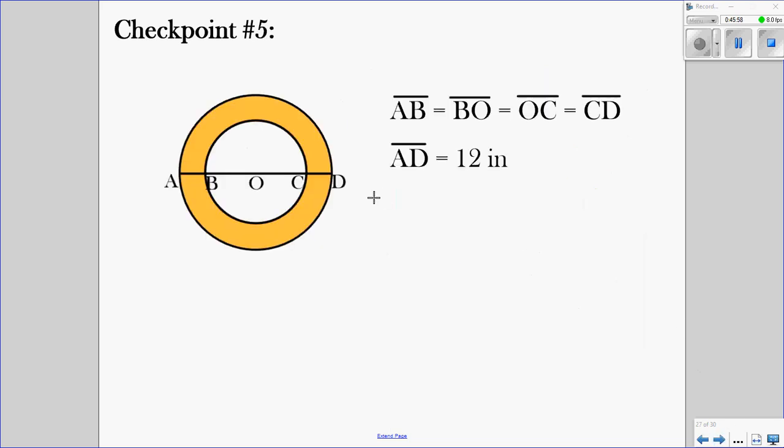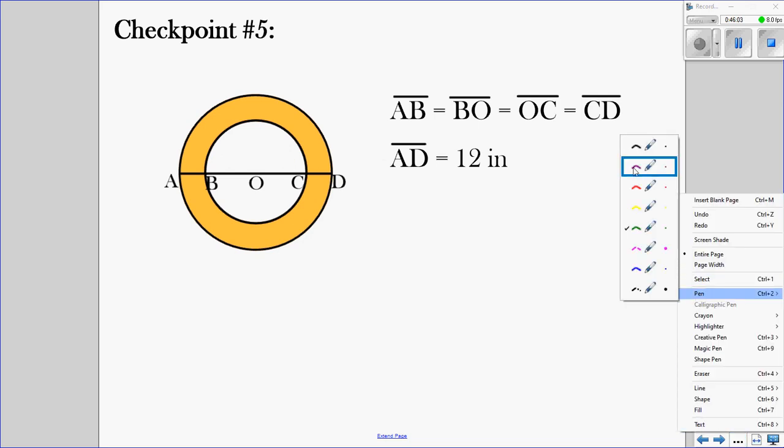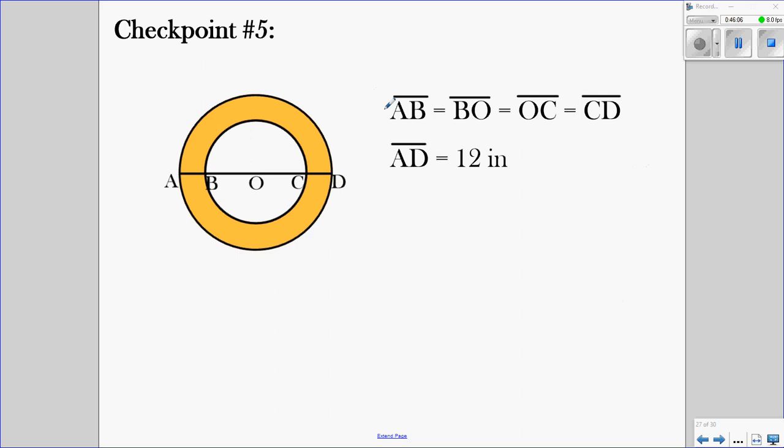Great. Next one. This is a little bit involved, but we can do it. So they're saying AB equals BO, OC, and CD, and AD, their whole diameter, is 12. So you've got 4 little pieces. They're all the same. 12 divided by 3 gives you 4. So therefore, this is 4, this is 4, this is 4, that's 4. So I'm going to put 4, 4, 4, 4.